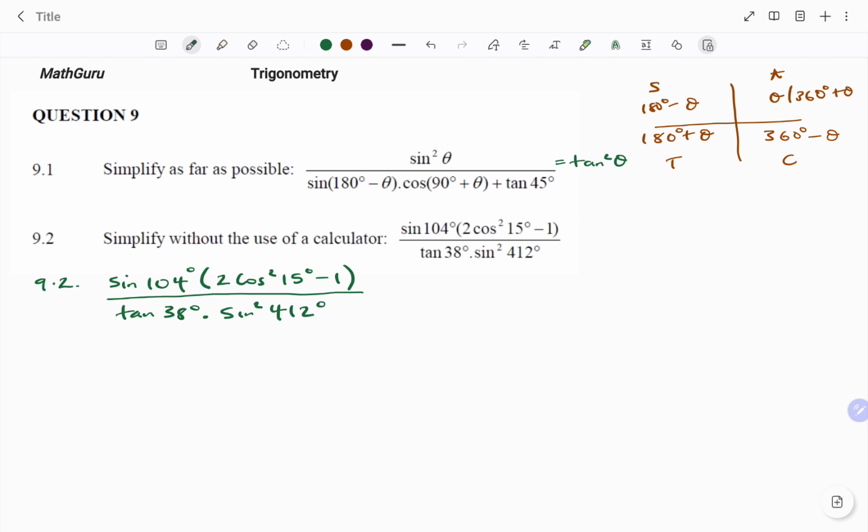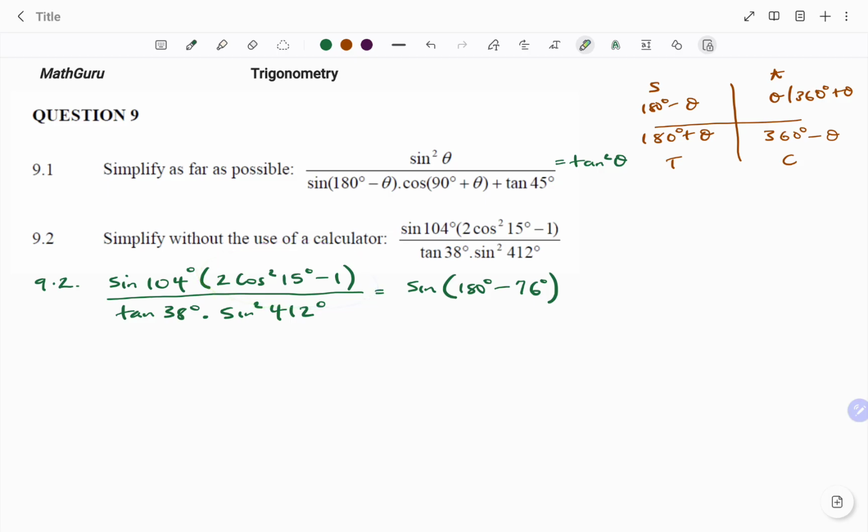I'm going to use my reduction, starting with sine 104 degrees. If you look at my CAST diagram, 104 degrees falls into the second quadrant. So that's the code I'm going to use: 180 minus theta. So for me to have 104, I'm going to change that to sine of 180 minus 76 degrees, because 180 minus 76 will give me 104 degrees.